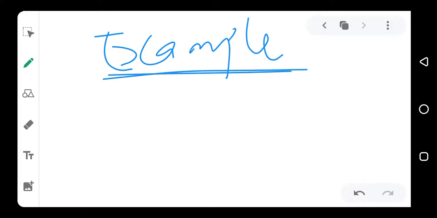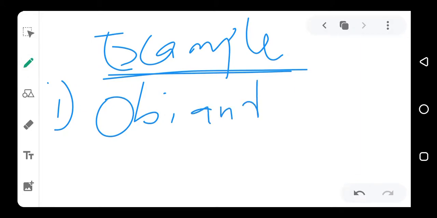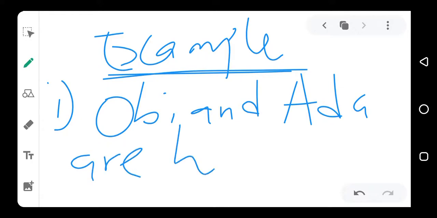Example 1: Obi and Ada are here. Because Obi and Ada, the two subjects, are joined with and, it takes a plural verb.